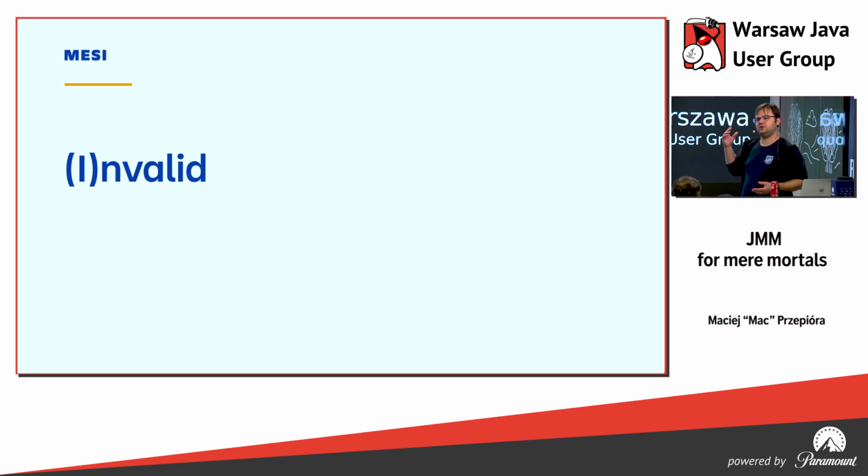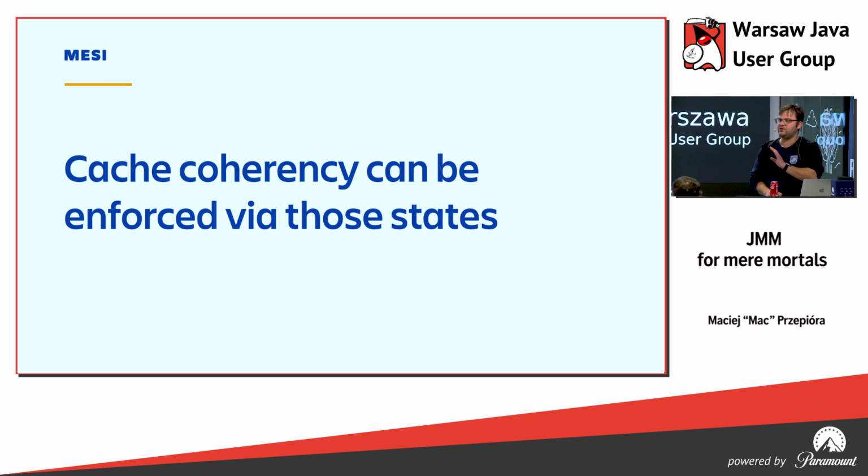By using the combination of those 4 states for CPU cache lines, we can achieve this cache coherency by marking cache lines with those states and transitioning between them. I'm not going to go into details right now because that would make it a whole different presentation, and I don't think you're that interested in that. So I'm just going to stop here. If you want to read about it more, I can provide you with materials later.